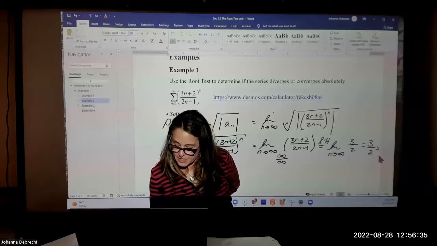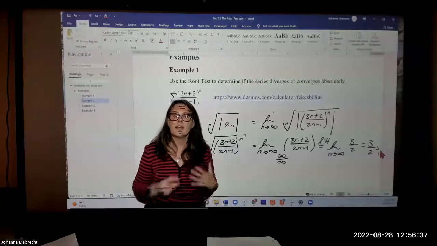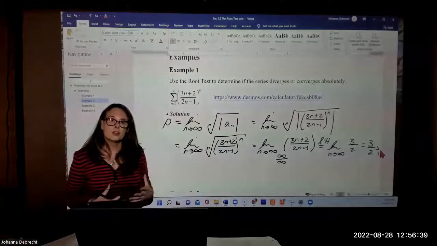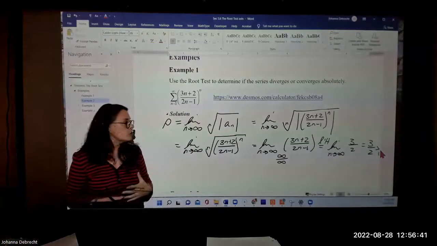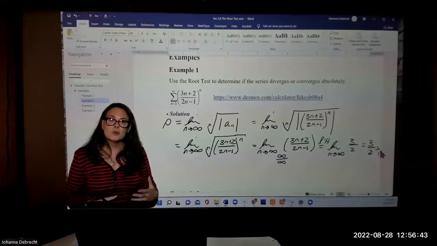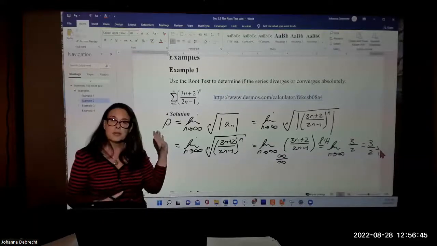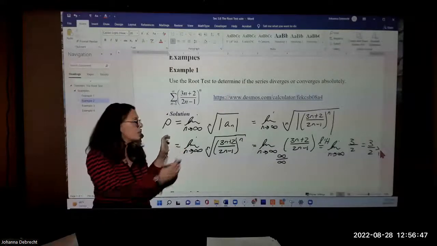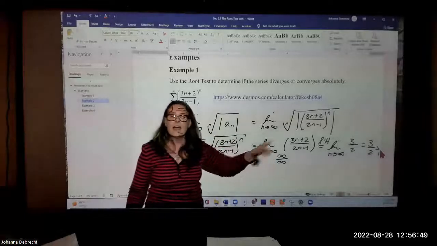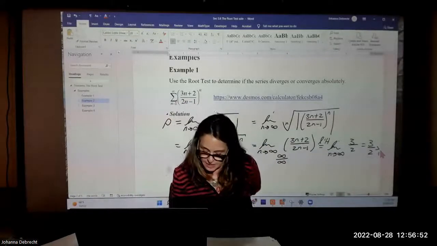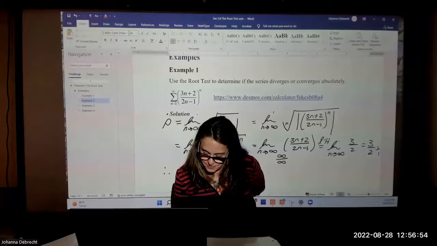Now, 3/2 happens to be larger than 1, and that's a problem because the conclusions for both the ratio and the root test, to conclude that it converges, it's got to be between closed 0 and open 1. And that's not. And that means that by the root test, it diverges.